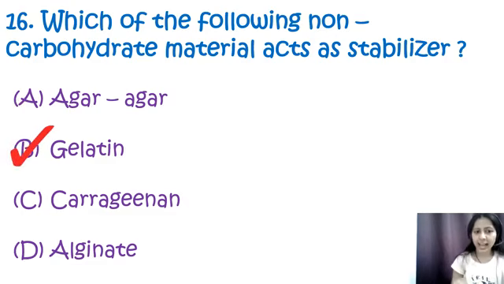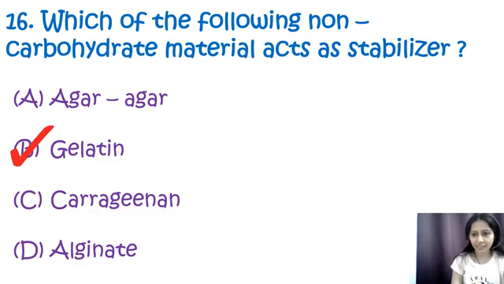But we know that agar-agar, gelatin, carrageenan, and alginate, these four are examples of stabilizers. They act as stabilizers. But over here agar-agar, carrageenan, and alginate are examples of carbohydrates which act as stabilizers, whereas gelatin is a protein derived from collagen. So over here the non-carbohydrate material which acts as a stabilizer is B, that is gelatin.